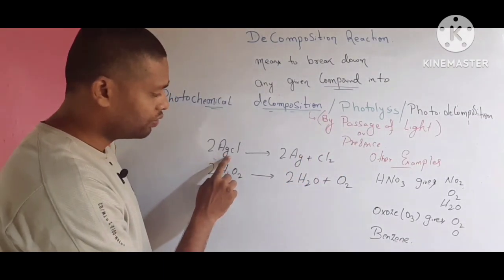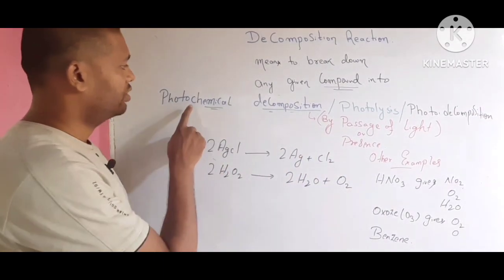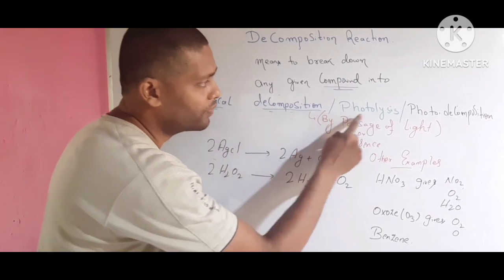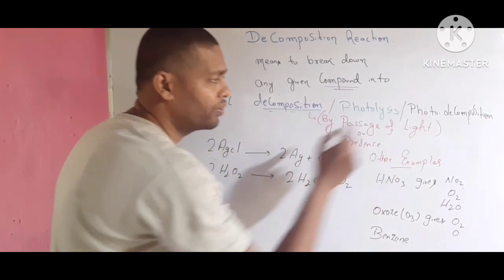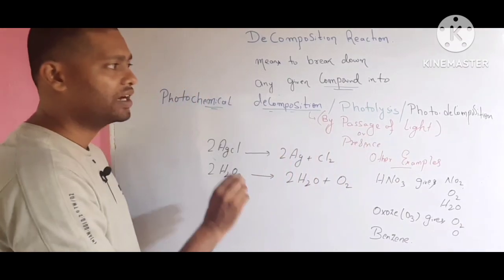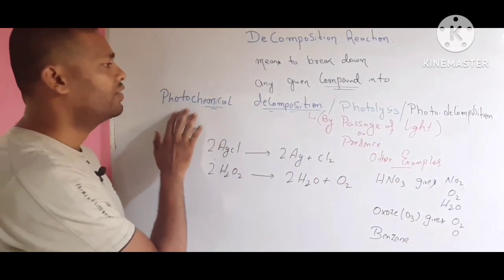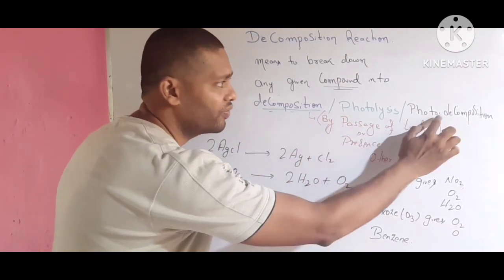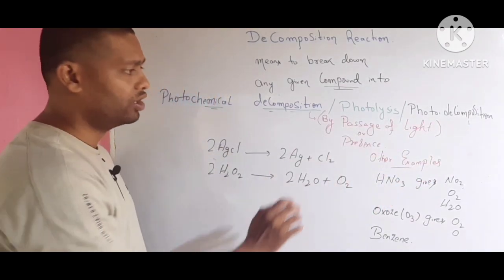So if you see silver chloride, this silver chloride, there is the next thing. Photochemical decomposition or photolysis, or photo decomposition. Photo means the light, the passage of the light or the presence. So in the presence of the light any decomposition is taking place, that is known as photochemical decomposition, photolysis, या फिर photo decomposition. Okay, so there should be light.